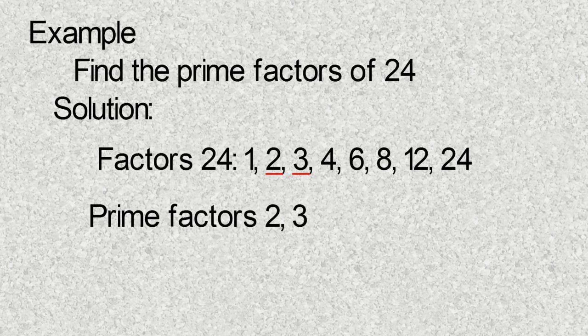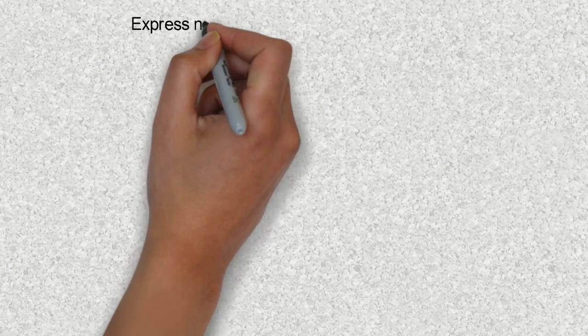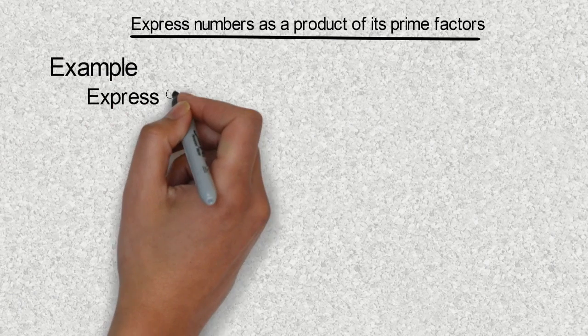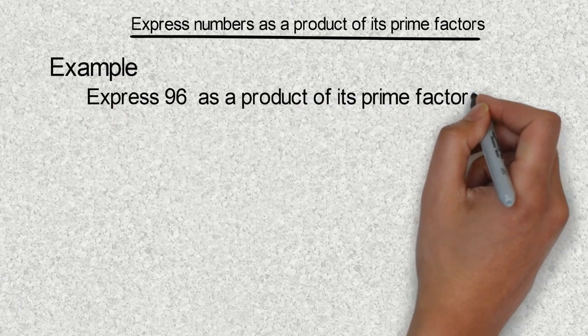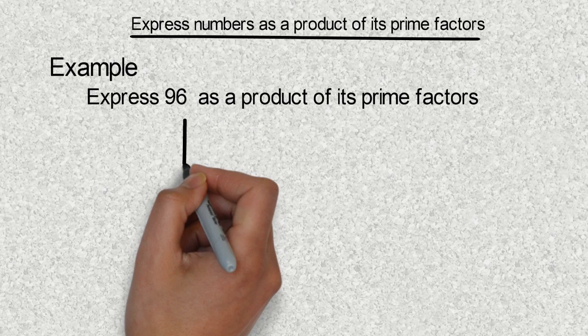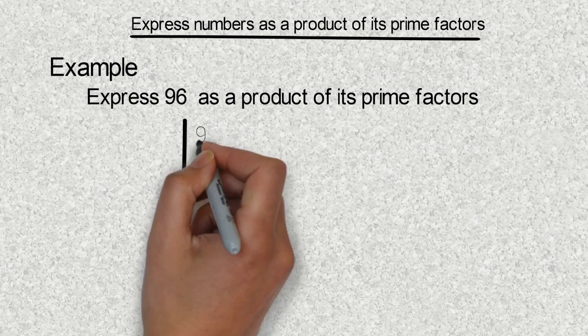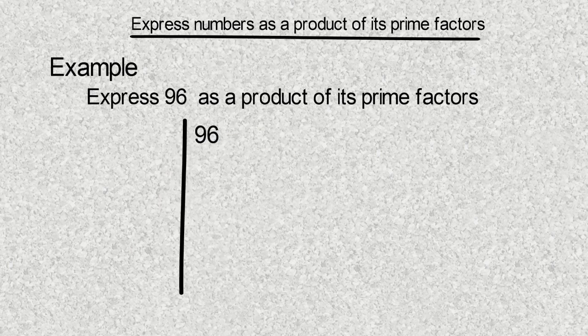Also, note that we can express numbers as a product of its prime factors. So example, express 96 as a product of its prime factors. So how do we do this? So we divide 96 by prime numbers only. So first of all, we can't divide with 1 because 1 is not a prime number. So we start with 2. 2 is a prime number, so we start.